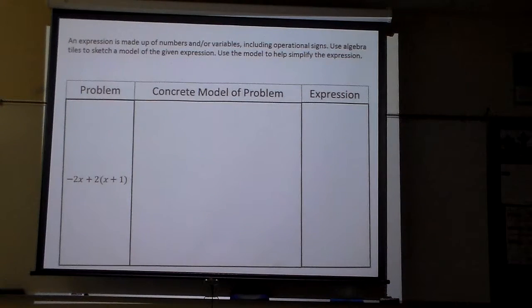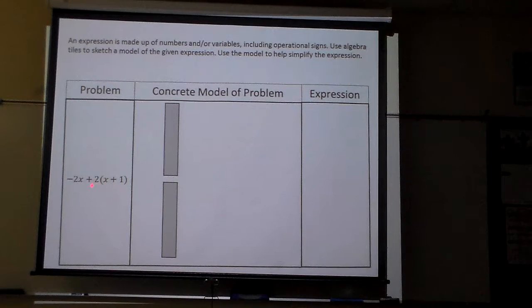All right, welcome back. Now these problems here have distributive property on them. And as you notice, you see this minus 2x plus this 2 times x plus 1. I'm not going to go into how to do this yet, but let's just model this because it says concrete model of the problem. So first off, how would I do a minus 2x? Like that. That's two of them right there, and they're both negative.